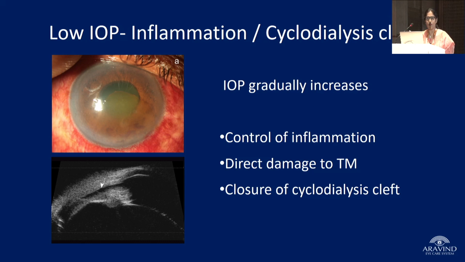Why do we have low intraocular pressure? Because of inflammation, ciliary shutdown, or it could be because of a cyclodialysis cleft. So gradually these patients, when you treat the inflammation with steroids, and then when you close the cyclodialysis cleft surgically, then you have an increase in intraocular pressure. So you have dual mechanisms acting, and you'll have to treat them accordingly.